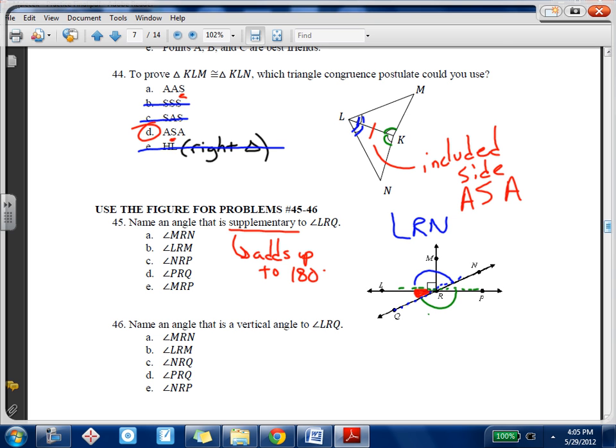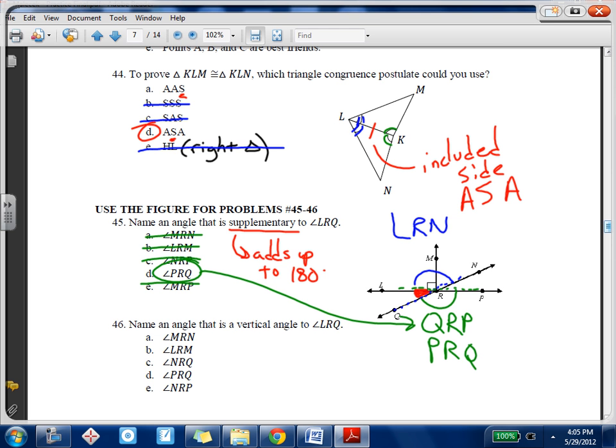We're looking for QRP. Coming over to our answer choices. MRN, nope. LRM, very close, but nope. NRP, very close, nope. PRQ, well, kind of. MRP, no. PRQ is the exact same thing as this, except it's written backwards.